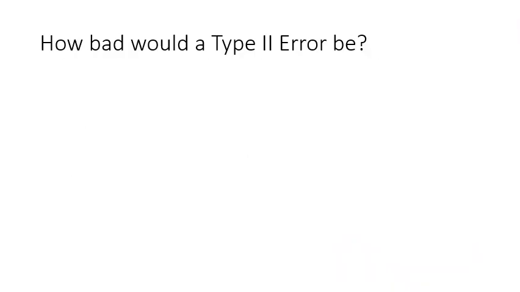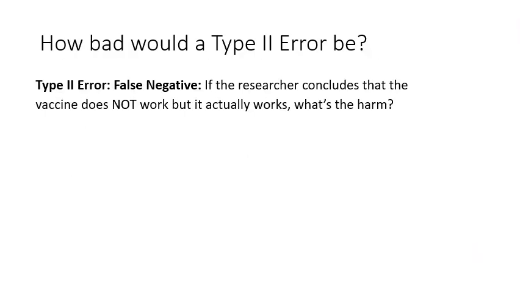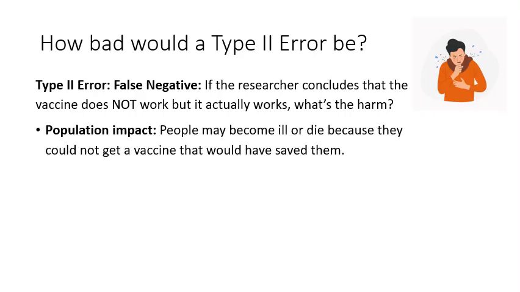So how bad would a type 2 error be then? False negative. How bad would it be to conclude that the vaccine does not work, but actually it does work? What's the harm? Well, there could again be this population impact. People could become ill or die because they couldn't get a vaccine, but in reality the vaccine would have saved them. So there's a population impact.